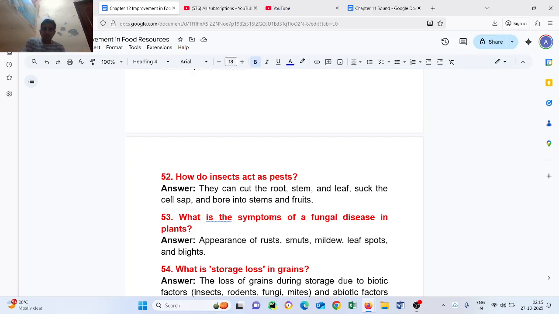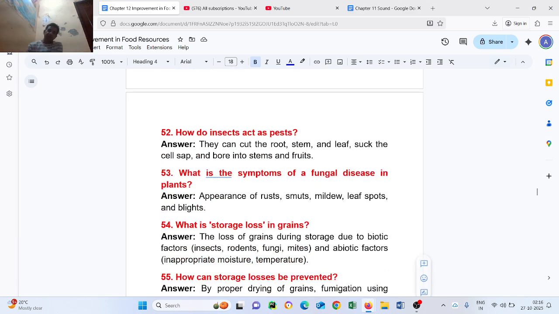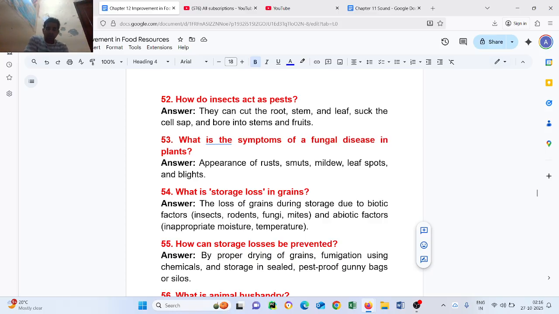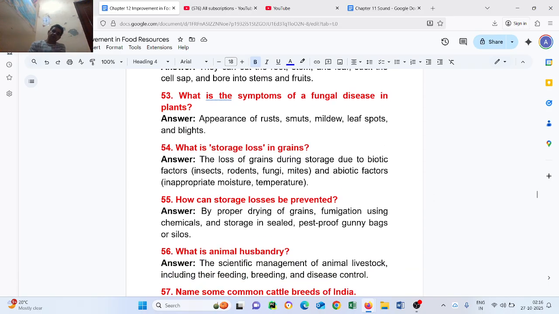Question number 53. What are the symptoms of fungal disease in plants? Appearance of rust, smut, mildew, leaf spot and blights. Question number 54. What is storage loss in grain? The loss of grain during storage due to biotic factors, insects, rodents, fungi, mites, and abiotic factors, inappropriate moisture and temperature. Question number 55. How can storage losses be prevented? By proper drying of grain, fumigation, using chemicals, and storage in sealed pest-proof gunny bags or silos.